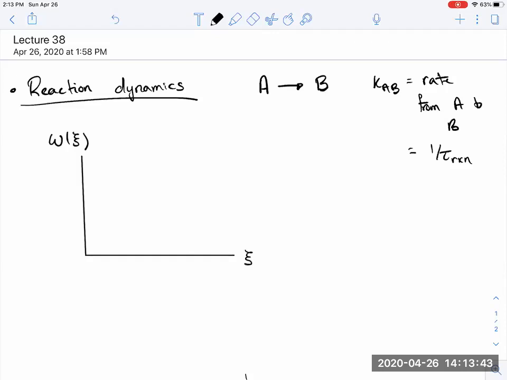something that distinguishes reactants A from products B, that if A and B are long-lived, if they are metastable, they have sufficiently long lifetimes, then necessarily separating A from B must be a barrier. So maybe the reversible work to go from A to B by moving this reaction coordinate would look something like this.